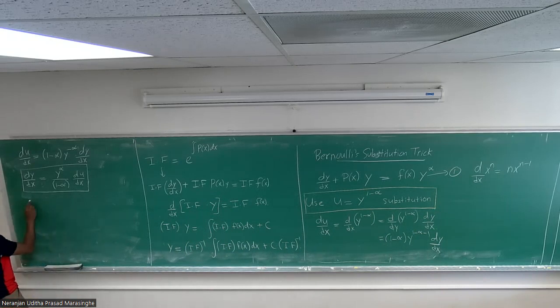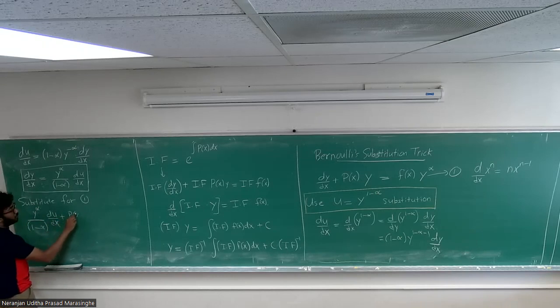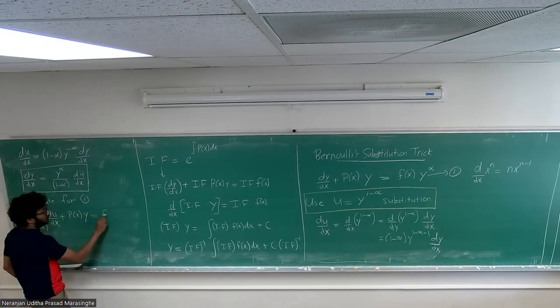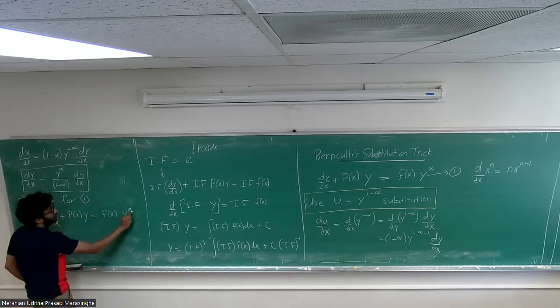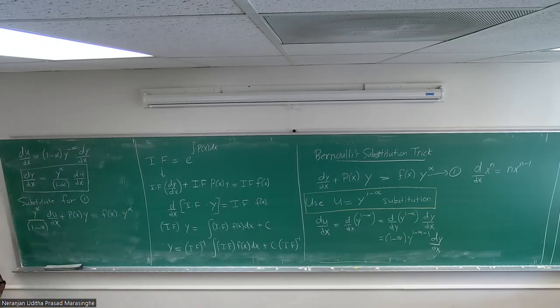So substitute into 1. Then what would we get? y to the power alpha divided by 1 minus alpha, du over dx, that is dy over dx, plus d(x) times y is equal to f(x) times y to the power alpha. Okay, right.